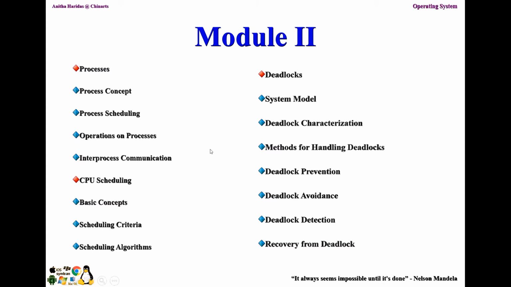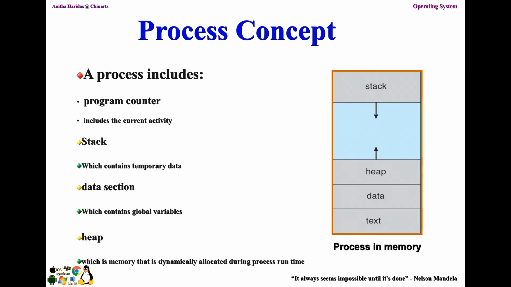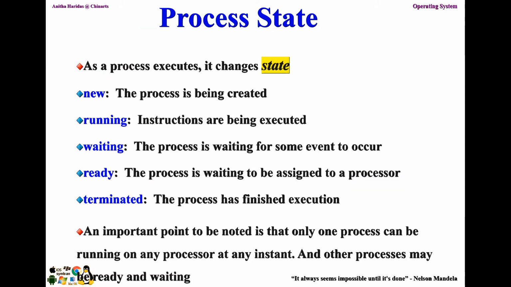We had already talked about the process concept, in which we discussed what you mean by a process and what are the contents of a particular process, what are the things that are included in a process like program counter, stack, data section, heap, which will be available in the primary memory of the computer system. Then we talked about the life cycle of a process, where it changes different states during the life cycle of a process.